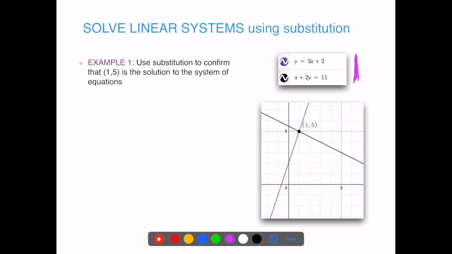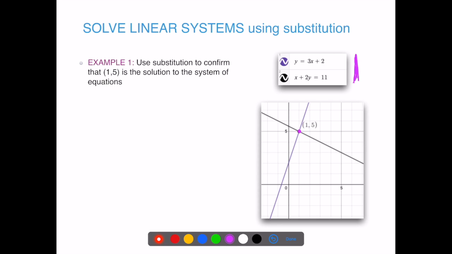And I graphed them on Desmos, and I can see where the intersection is. It's (1, 5). So what we're going to do here is solve by substitution, and we want to confirm that the answer is actually (1, 5). The easiest way to think about substitution is that we need to replace one of the variables so that we have an equation that only has one variable. Because I have x and y in both, and I can't solve both of them.